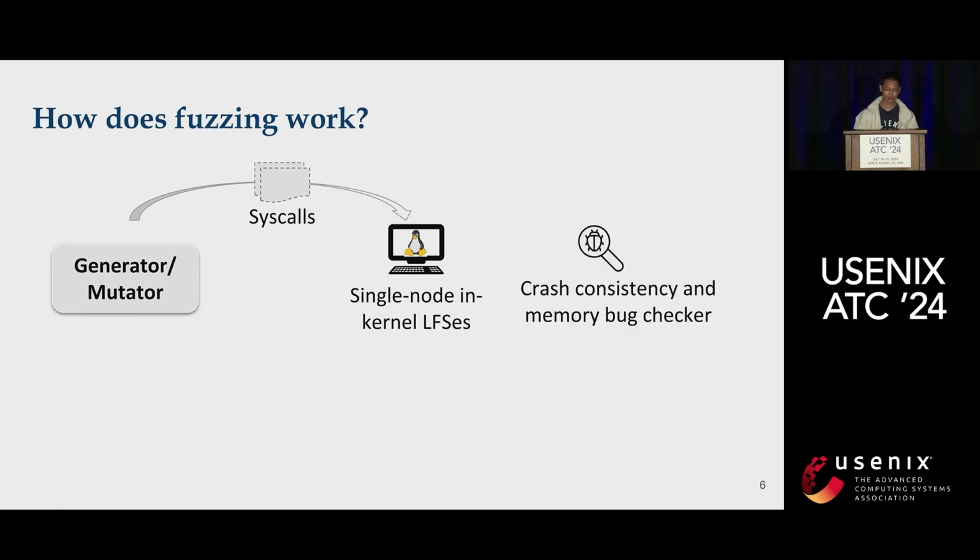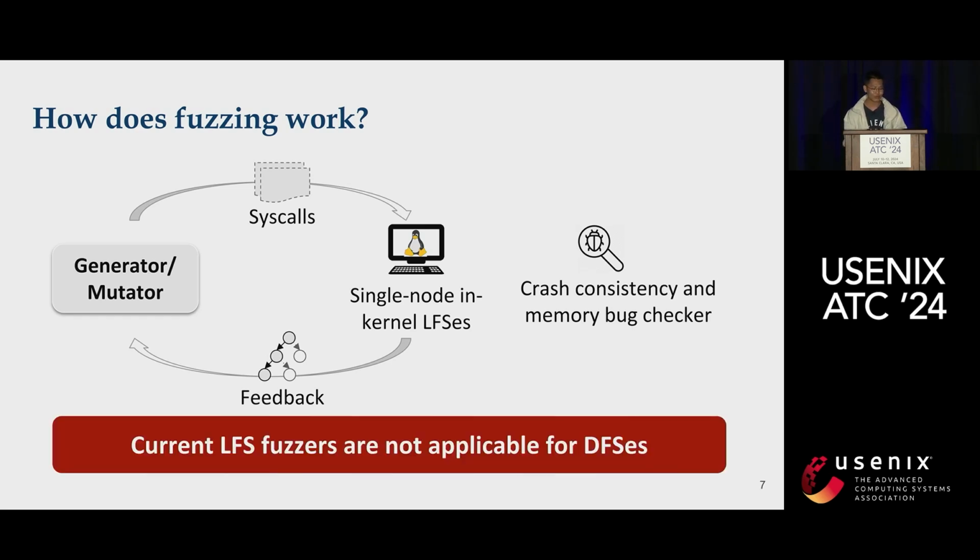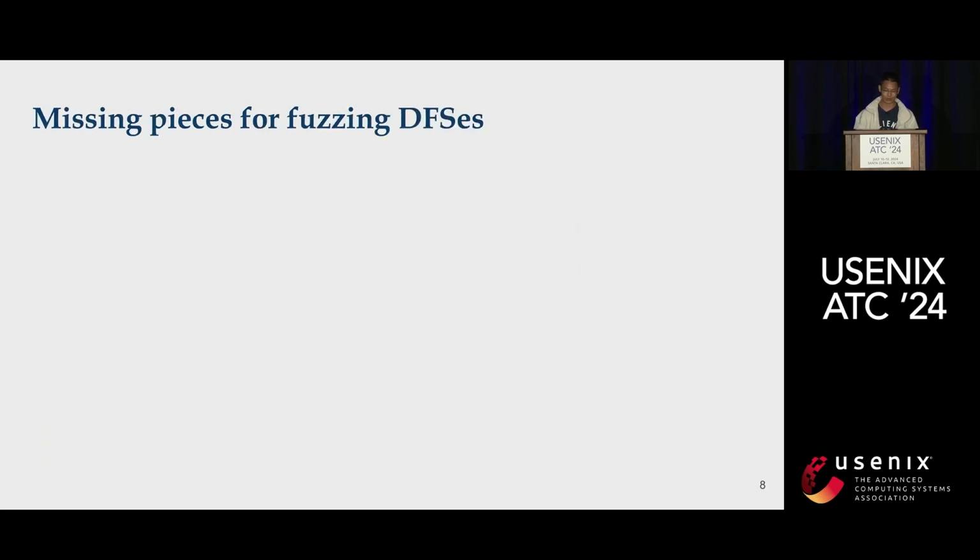During the execution, checkers are applied to assert different kinds of bugs. At the same time, runtime information like coverage is collected and returned to the mutator as feedback to improve the mutation efficiency. So it looks quite straightforward to directly apply local file system fuzzers to distributed file systems. However, if we think deeper, such an approach is actually inadequate.